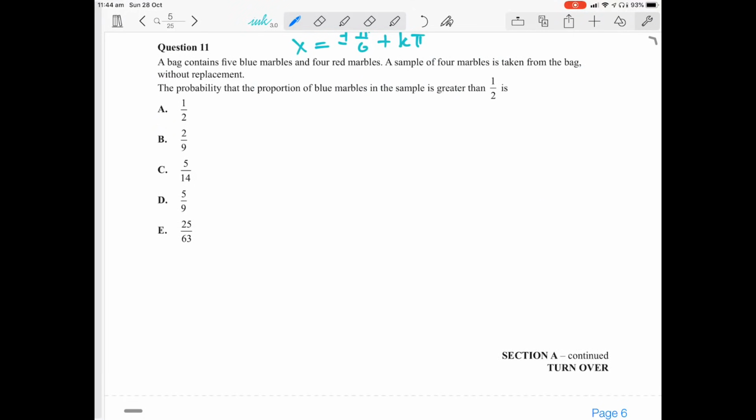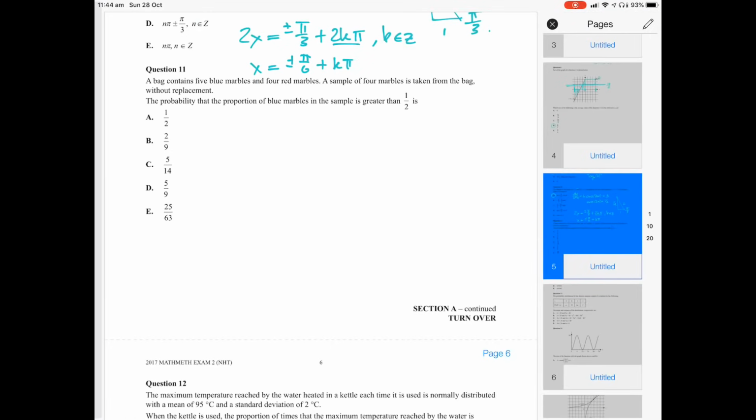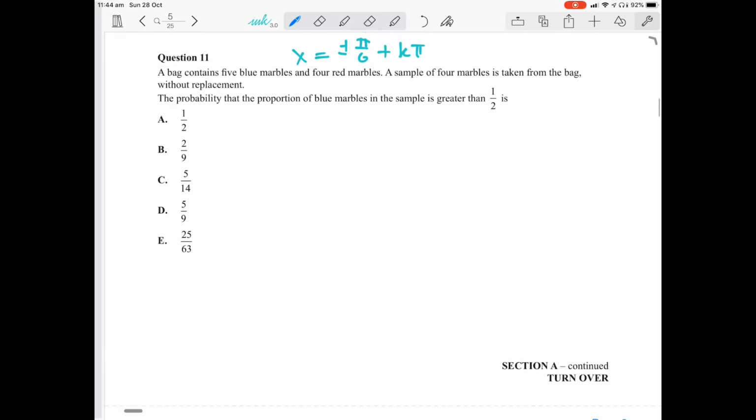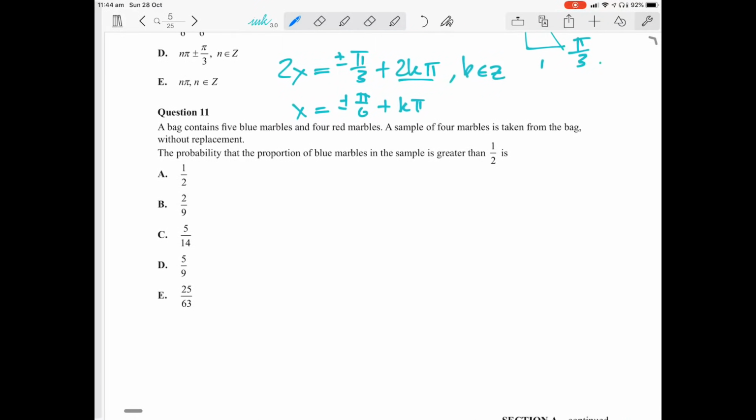The bag contains 5 blue and 4 red marbles. A sample of 4 marbles is taken from the bag without replacement. The probability that the proportion of blue marbles is greater than a half. So if it's greater than a half, I've taken 2. So if it's greater than a half, then it will be 3 out of 4 or 4 out of 4.